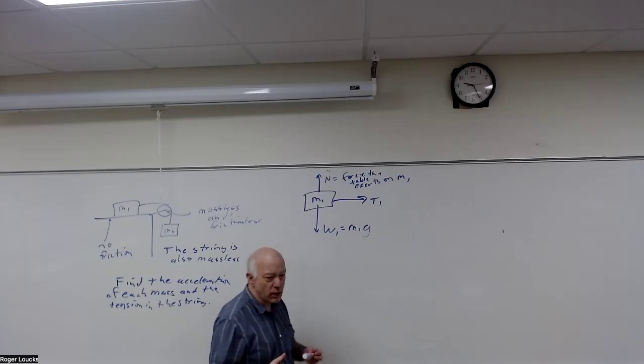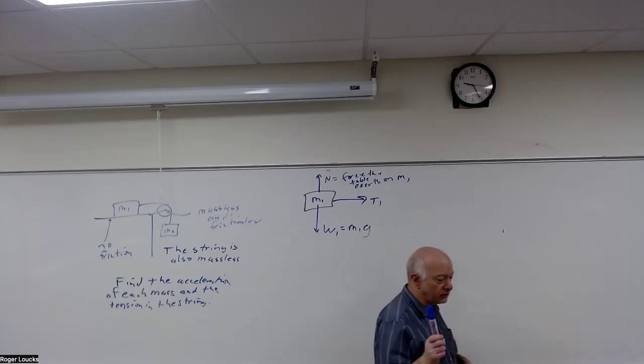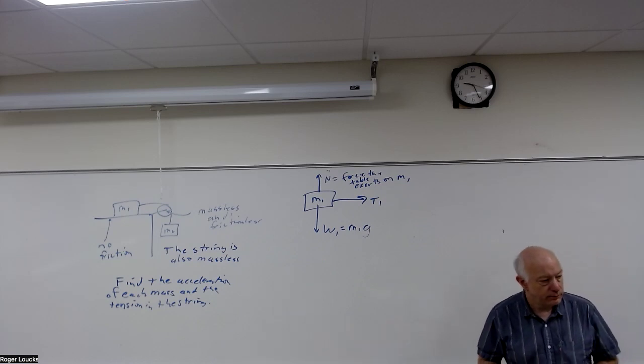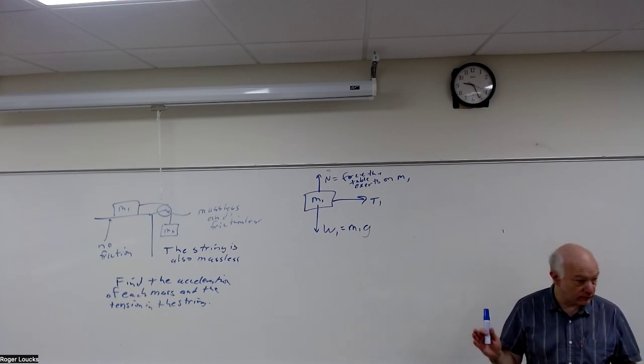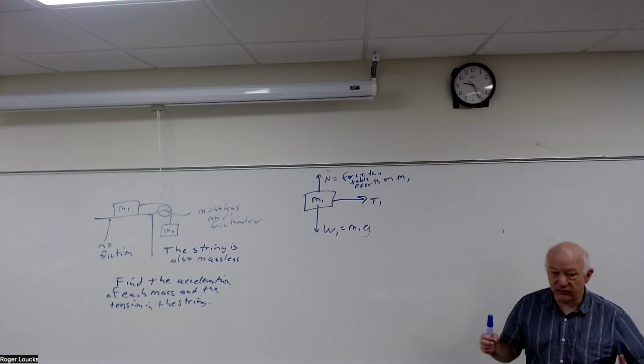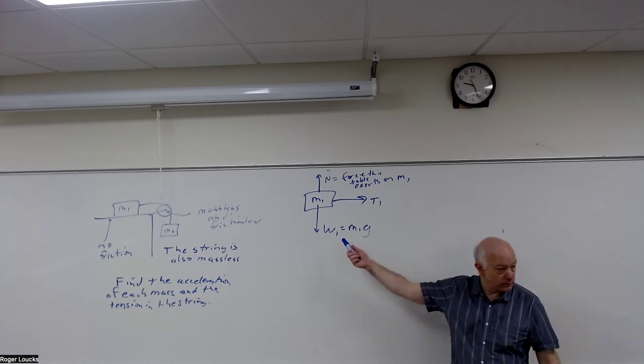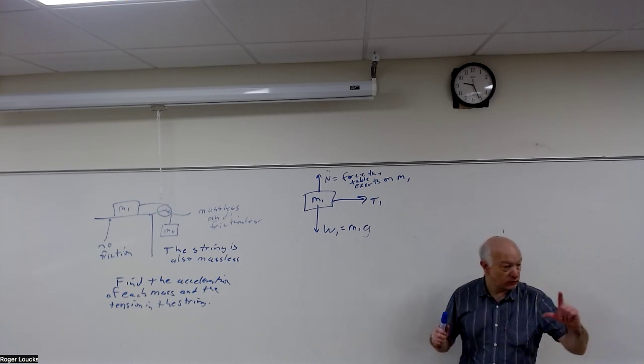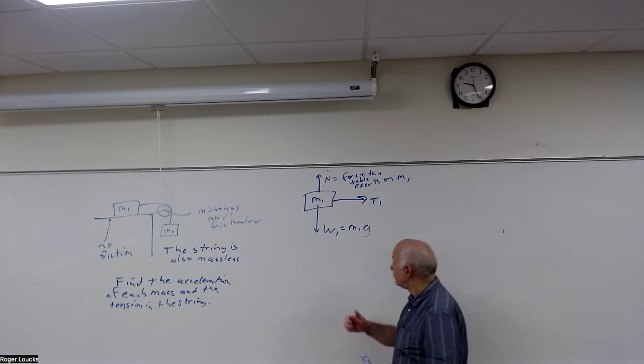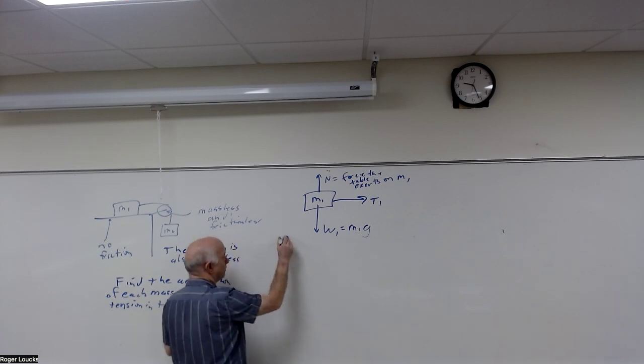And what's the next thing you do with all these? For any diagram, you always set up a coordinate system. And make your coordinate system have the same form as the object moves. So which way is this object moving? This way. So I'm going to take just a regular standard coordinate system, with the x-axis pointing the way the object moves.